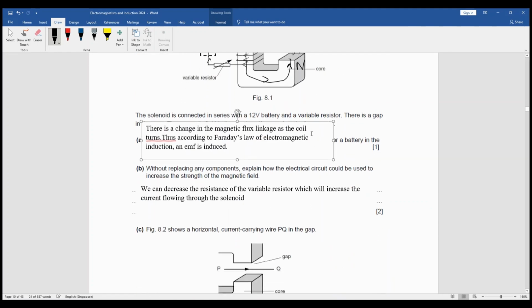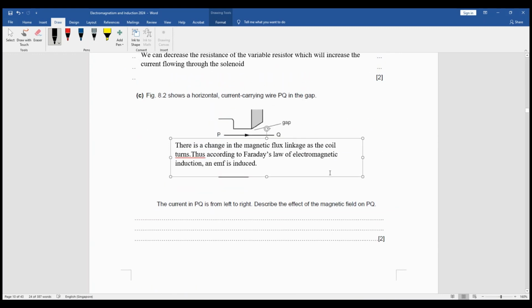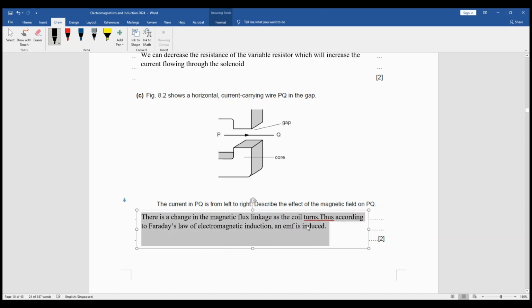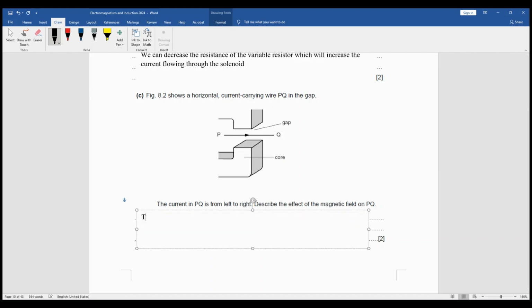I feel that is the case. If not, I can't think of anything else to write already. That should be the case. Okay, let's write. The current in PQ is from left to right, yes. Okay, I don't think they want you to write using Fleming left hand rule. You just use Fleming left hand rule and write the thing. So there will be a force acting on PQ, okay, don't need inner what, just out of the page.